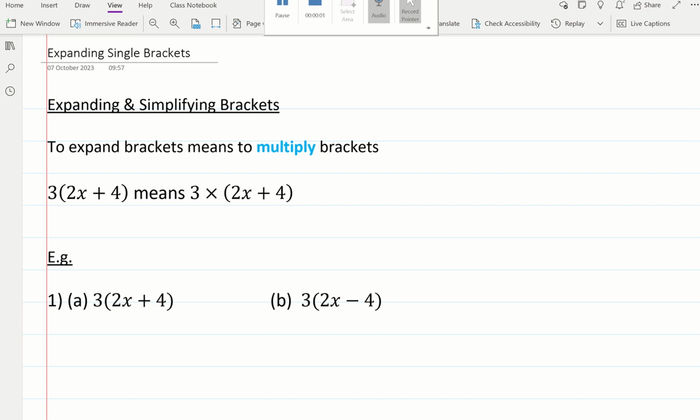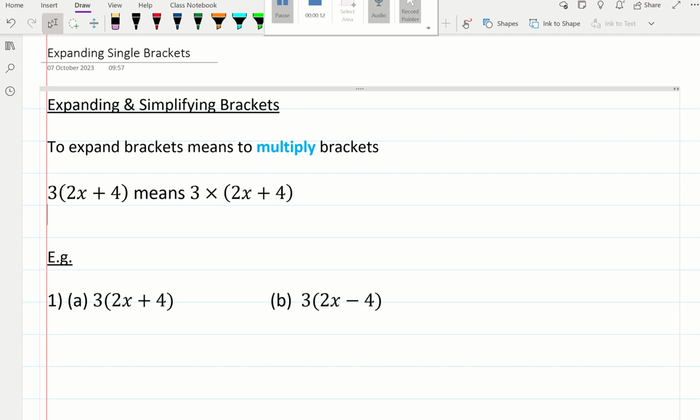In this video, I'm going through expanding and simplifying brackets. This is the first video, and I'm going to do a second one with slightly harder questions. Expanding brackets means multiplying brackets.